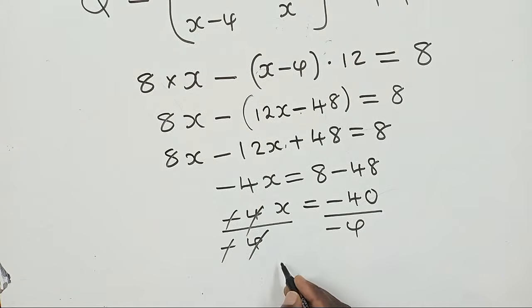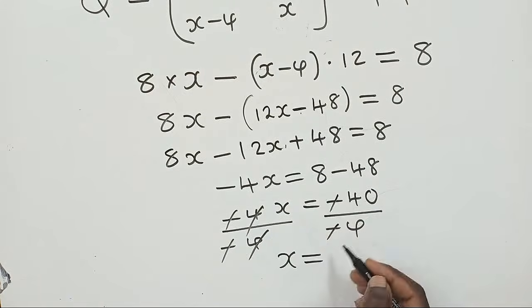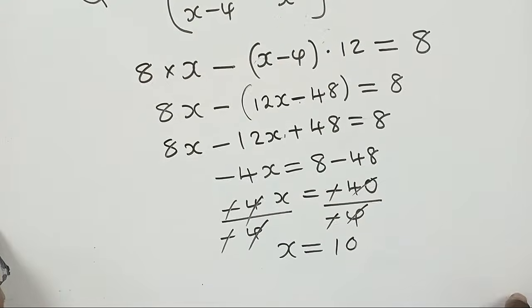The negative and negative will cancel. We will remain with x this side, and this negative will disappear. 4 into 40, it's 10. So our x is equal to 10. We have found our x to be equal to 10.